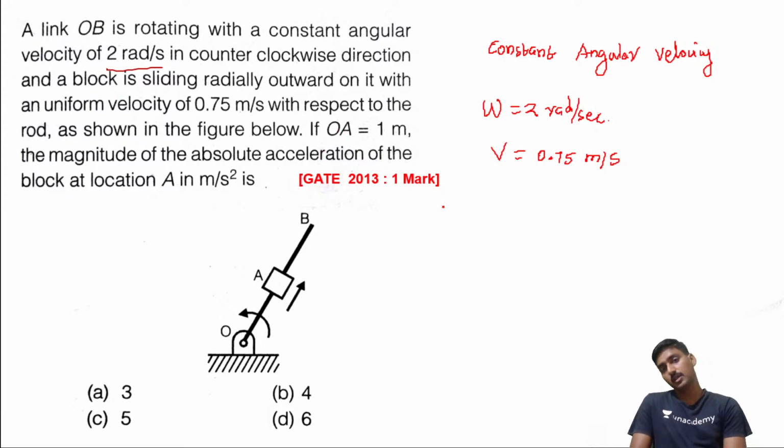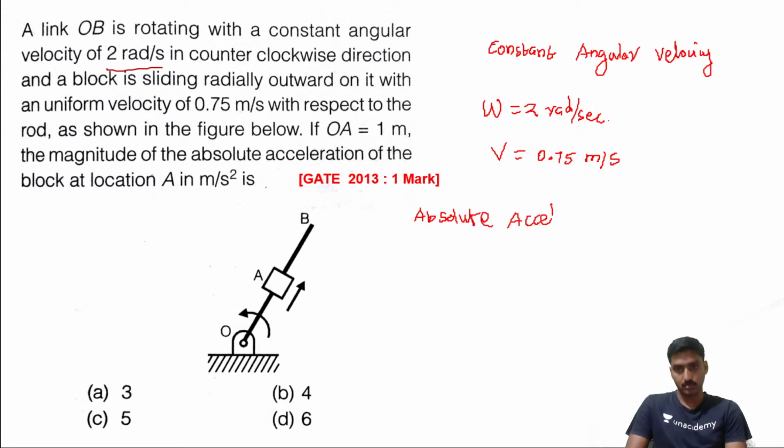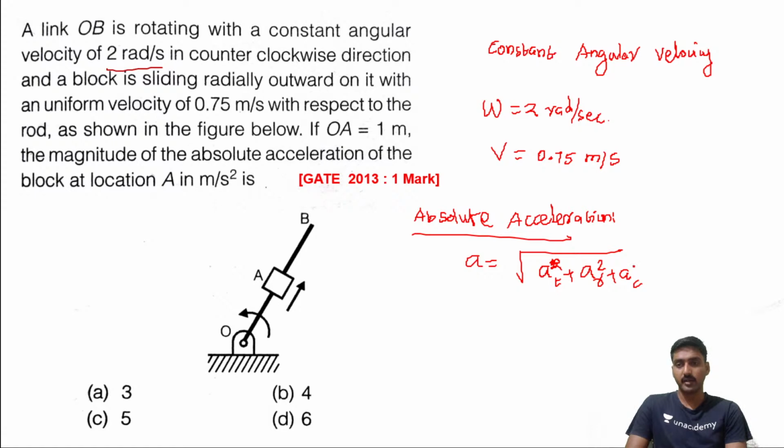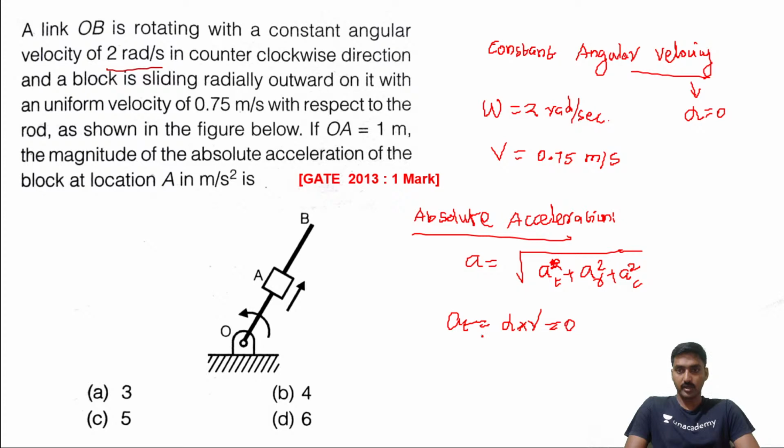So what we need to calculate here is the absolute acceleration. Absolute acceleration is equal to root of tangential acceleration square plus radial acceleration square plus Coriolis component of acceleration square. Now what will be the AT? Tangential acceleration is equal to alpha into r. For constant angular velocity, alpha is equal to 0. Therefore, AT is equal to 0.